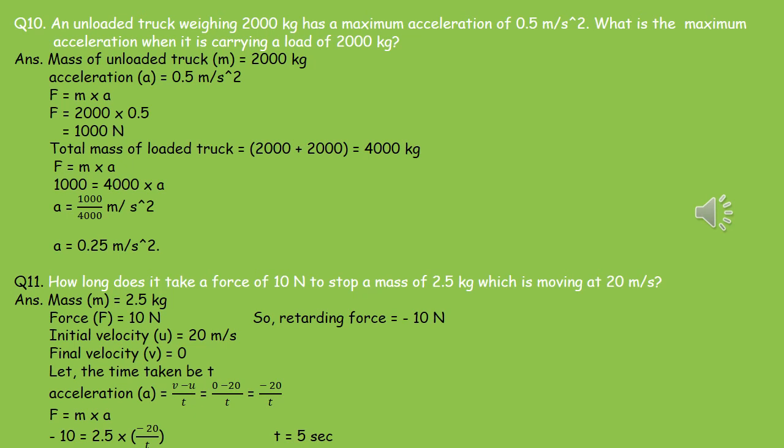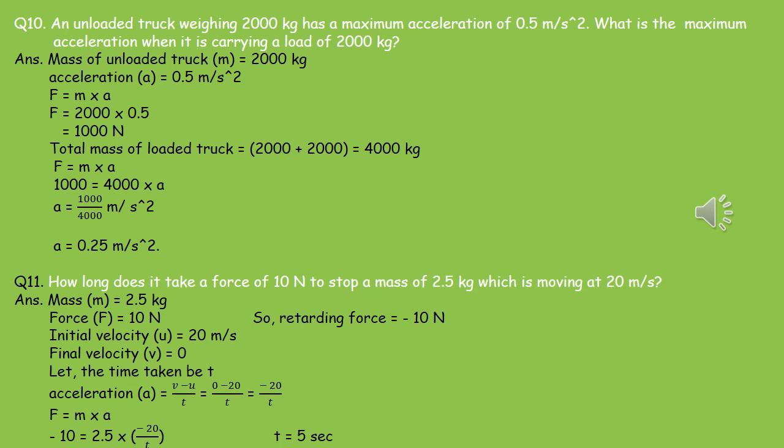So in that case, when you are expressing it as retarding force, it has to be minus 10 Newton. Force given is 10 Newton and retarding force will be minus 10 Newton. If you don't convert these, your answer will be wrong. So beside this line, this conversion, put a star. Initial velocity u is equal to 20 meter per second and final velocity v is equal to 0.